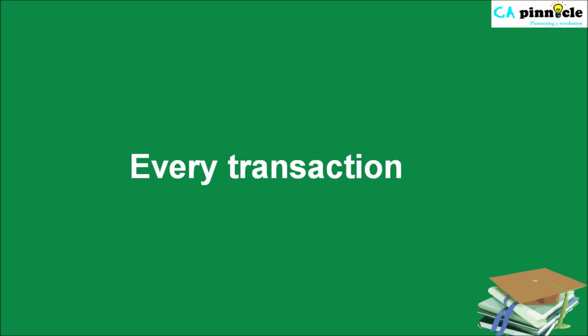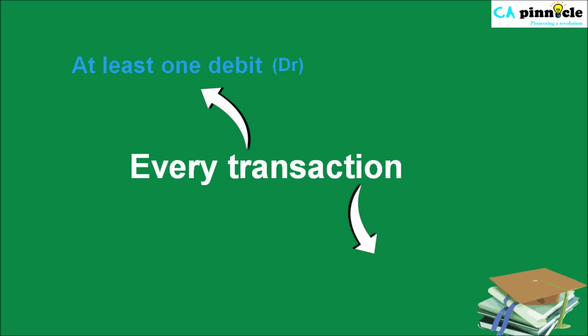Every transaction in accounts has two effects, a debit and a credit. Remember that every transaction has at least one debit, which is abbreviated as DR, and at least one credit, which is abbreviated as CR. A debit simply means left, and a credit simply means right.